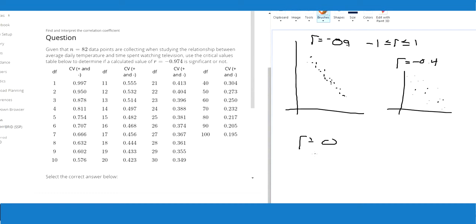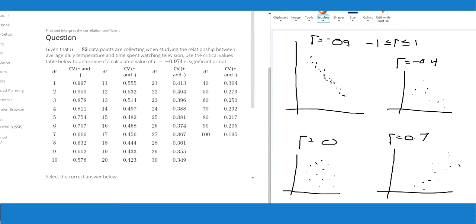An R of 0 means you can't tell whether it's going up or going down. Okay, and an R of like 0.7, that's somewhat close to a positive linear relationship, but there's still some scatter. Okay, these are all just random estimates. Your computer does the actual calculation for you.